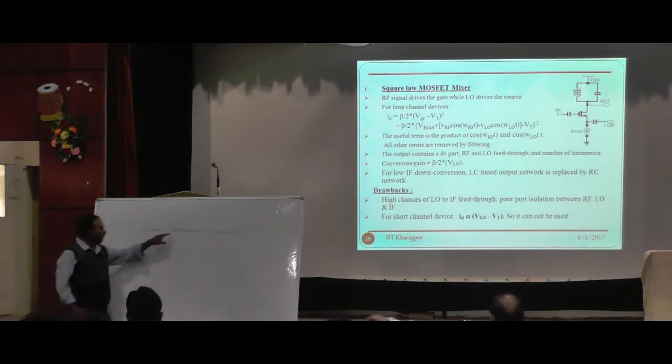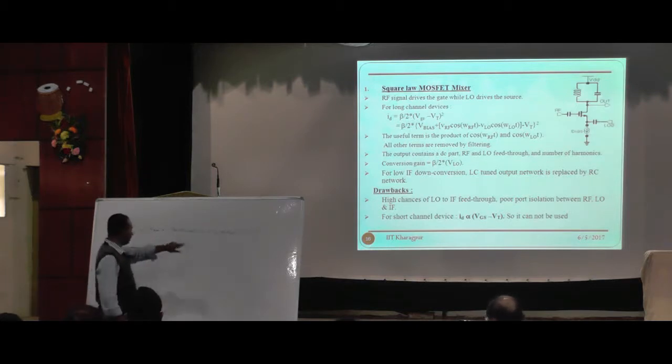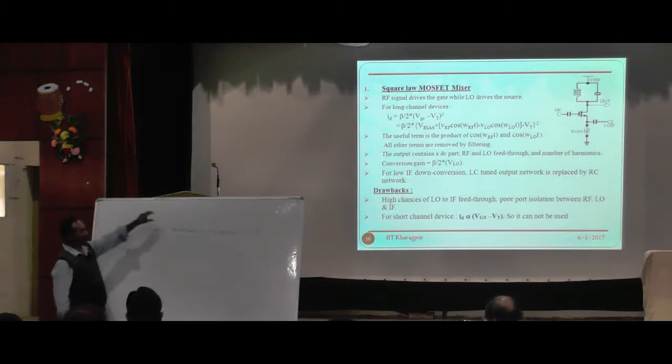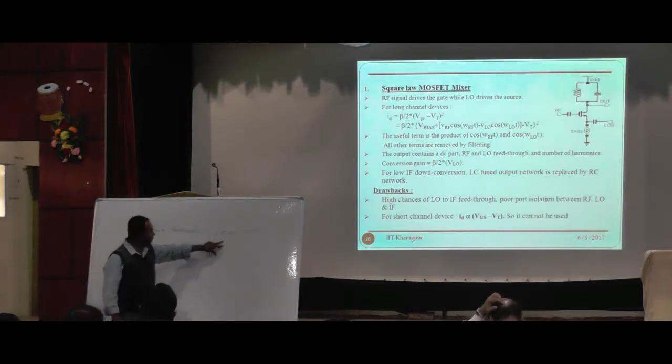Correct? So ultimately the equation shows that it is, of course, a square law device. It means (VGS minus VT) whole square. And we know that nowadays the technology doesn't permit that square law. It's almost linear. But for mixing purposes, let us assume that this is an old-fashioned technology and it has this kind of square law nature.